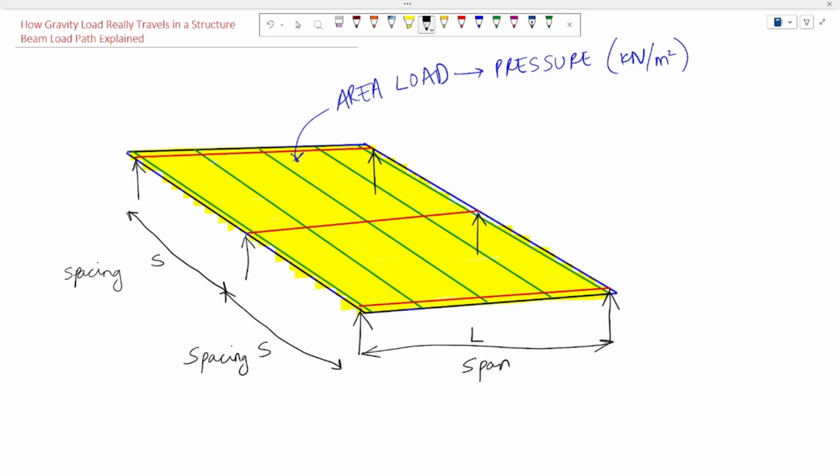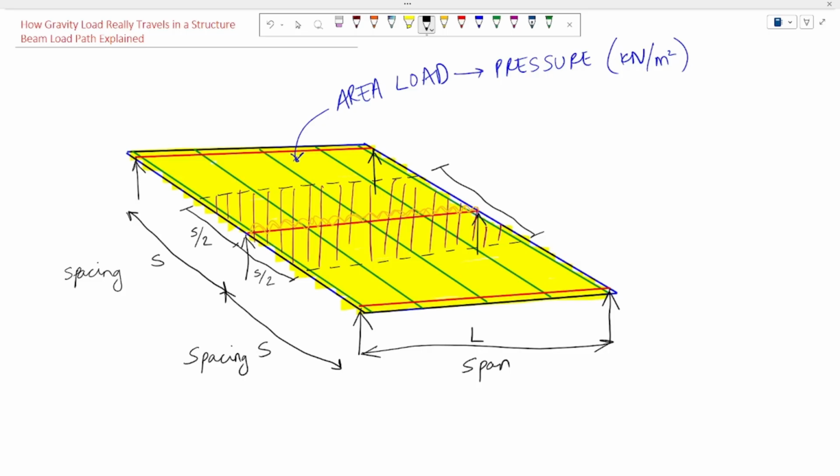This central beam will carry half the load from this side of the roof and half load from the other side of the roof. Now the load from this hash portion will be transferred to the central beam. This load will be transferred in the form of UDL on the beam. This distance is S by 2 and this other distance is also S by 2. Currently, my spacing between the beams is symmetric, so this will be S by 2 and this will also be S by 2. So overall, my central beam is carrying the load from spacing S.